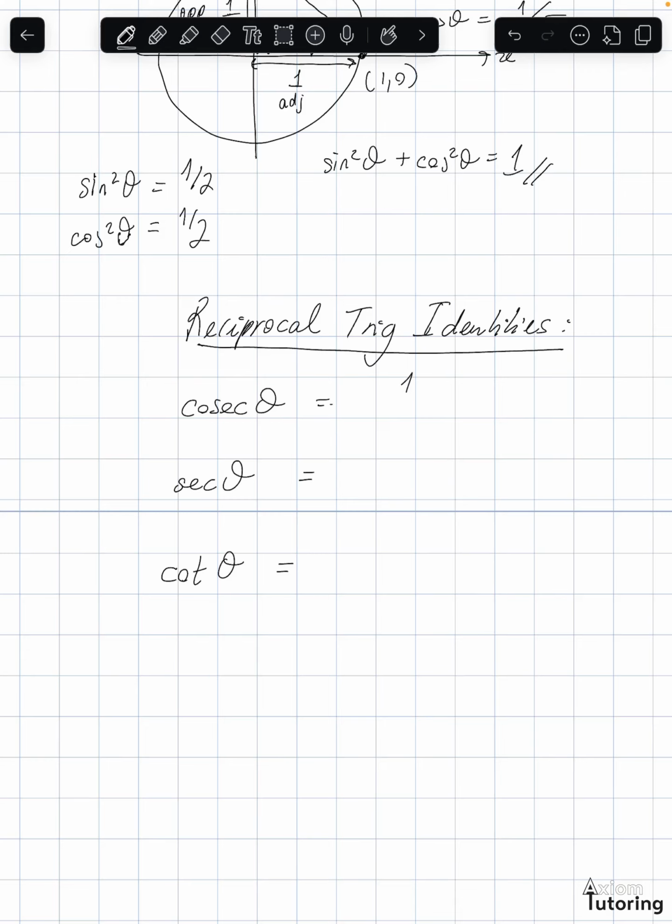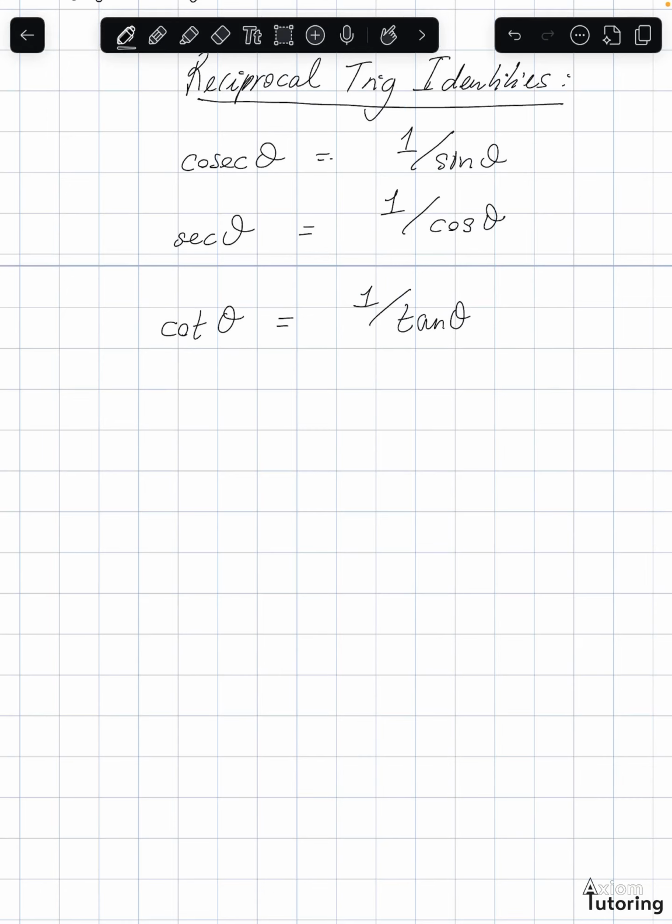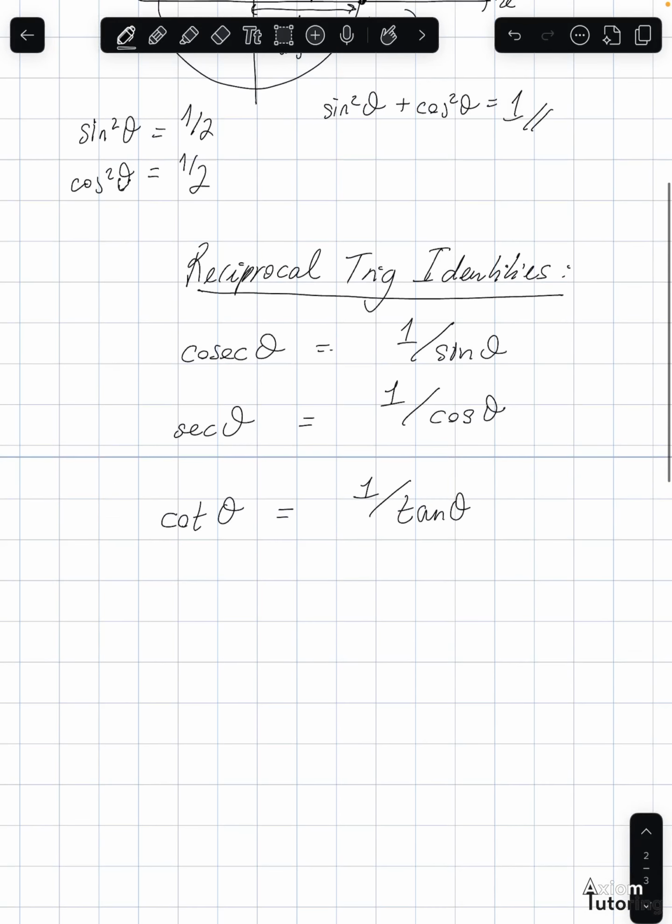So cosec theta is 1 over sine theta. So it's the reciprocal of sine theta. Sec theta is 1 over cos theta. So it's the reciprocal of cos. And cot theta is 1 over tan theta. So it's the reciprocal of tan. Okay, so now we have those defined. I'll label those as identity 2, 3, and 4.